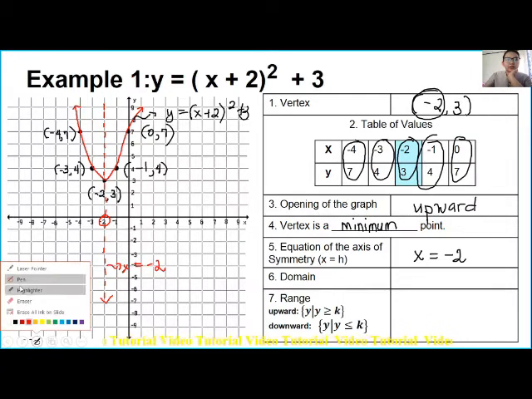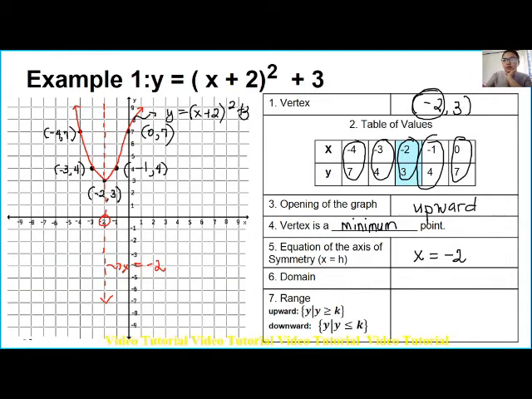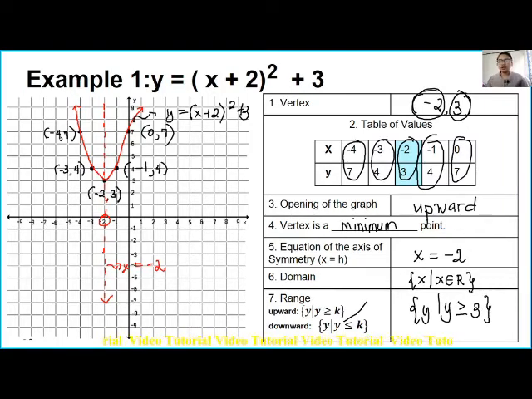Now for the domain. For the domain of this function, the automatic answer is x such that x is an element of real numbers. Since we can extend this parabola and all the values of x are possible, the domain is the set of all real numbers. So for the range, we pick which is the most appropriate. Since it opens upward, we choose this one. So we will have y such that y is greater than or equal to, and then for the value of k, we pick that in our vertex, which is 3. So that is how you make a graph for quadratic functions.